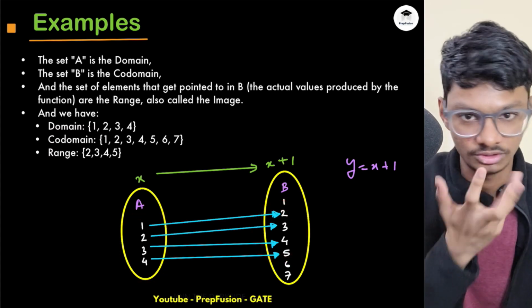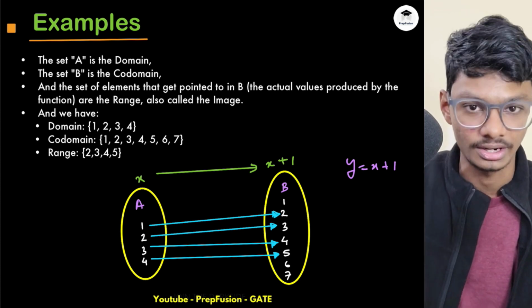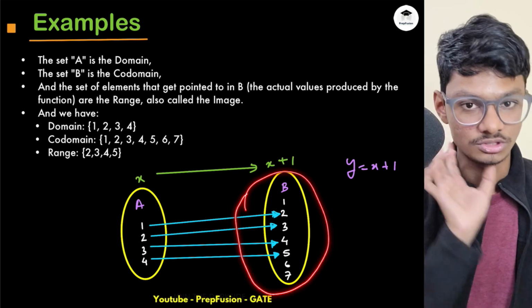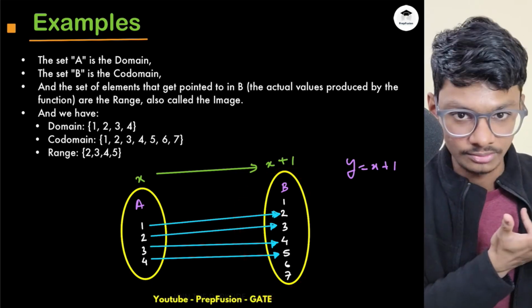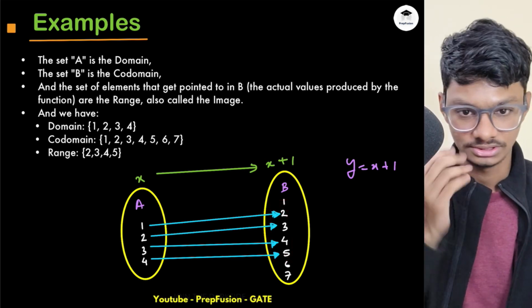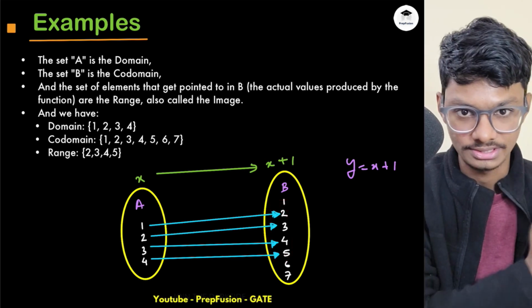Codomain, if you don't understand, you don't have to care about that. Codomain is just the extra part. What are the possible outputs I can get? These are all possible outputs that I can get, and many more, right? Codomain is all of this and range is this. So this is basically the difference between codomain, range and domain.